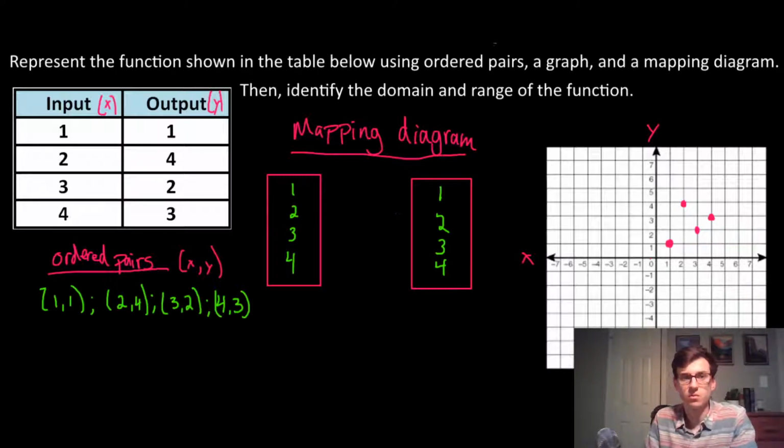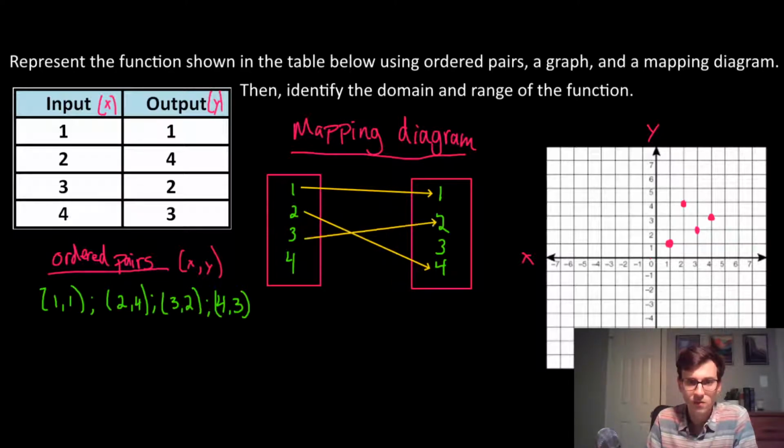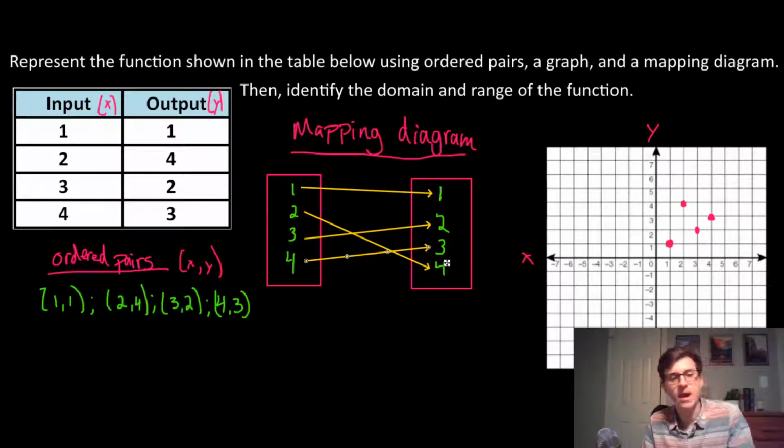So, if I can. 1 goes to 1. 2 goes to 4. 3 goes to 2. And 4 goes to 3. And that's how you could represent those using a mapping diagram. Usually we do the numbers from least to greatest with mapping diagrams, but you could really do them in any order. Okay, now we need to identify the domain and the range of our function.